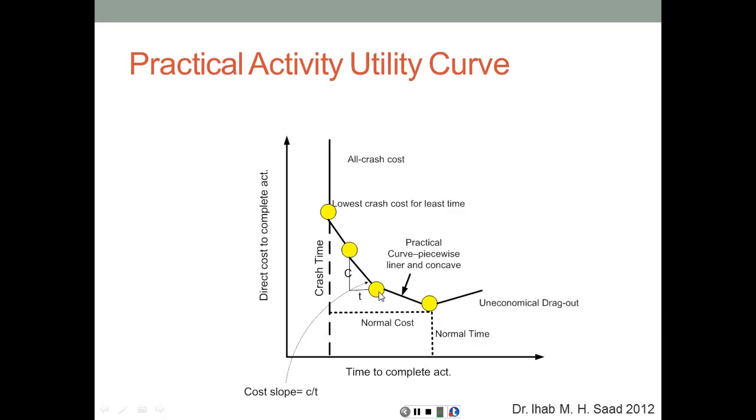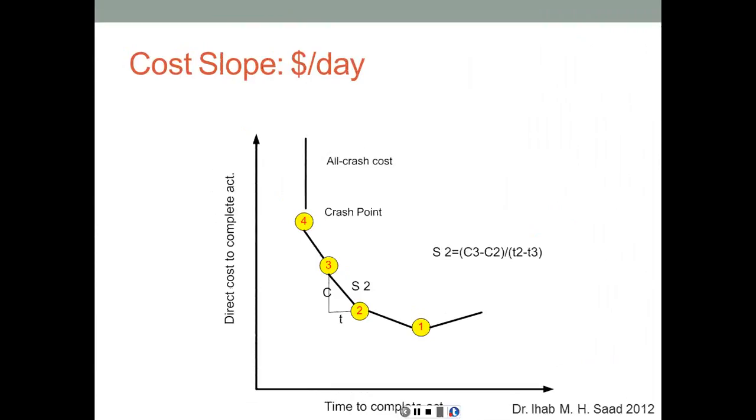It's short segments of straight lines, and we're going to approximate that by connecting these 2 points at the end to get the cost slope that we just talked about. So this is the cost slope. S2 is the cost slope for moving from point 2 to point 3. Therefore, it's cost 3 minus cost 2, which is delta cost, divided by time 2 minus time 3, which is the delta time.